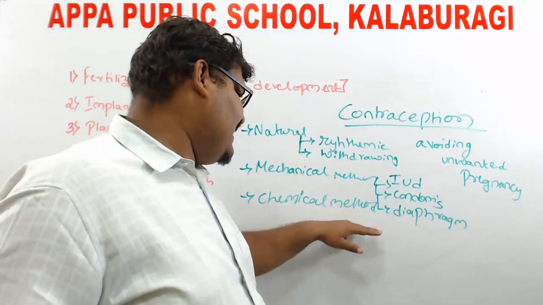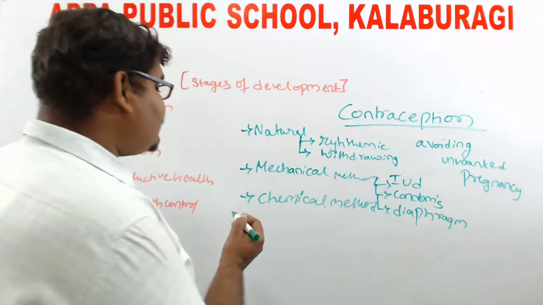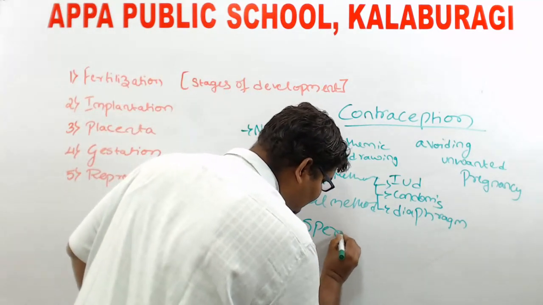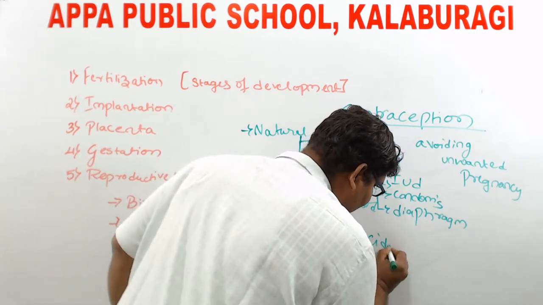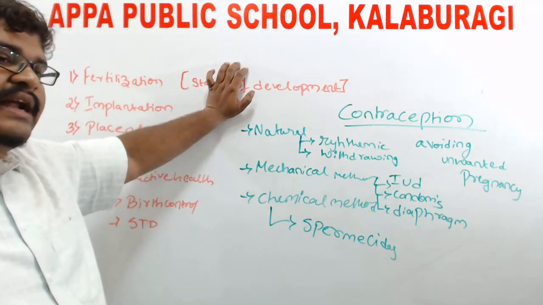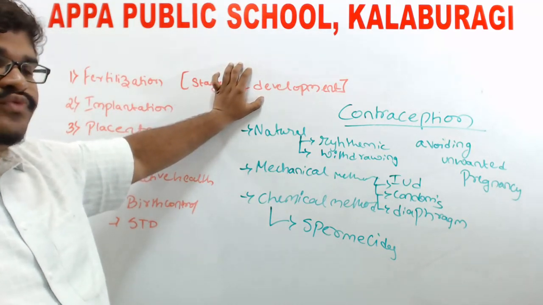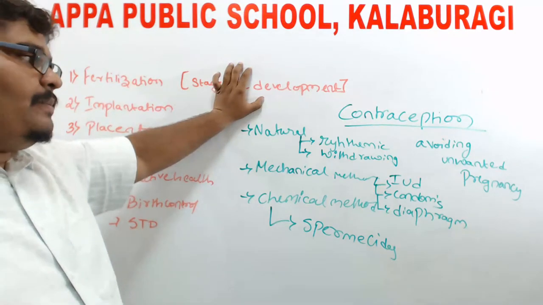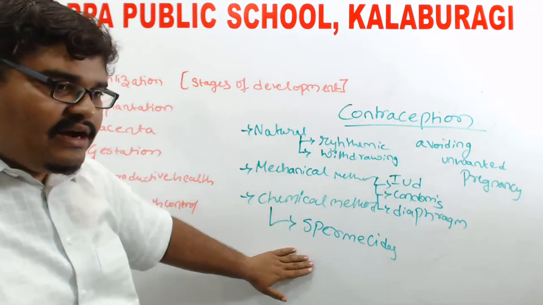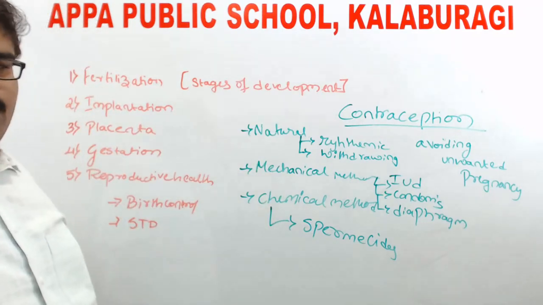Then the last one is chemical methods. Under chemical methods, we have two things. One is usage of spermicides, that is certain chemicals, gels, or creams applied either on the penis or in the vagina so that the sperms die once they are ejaculated within the body. Usage of spermicides is one of the methods.